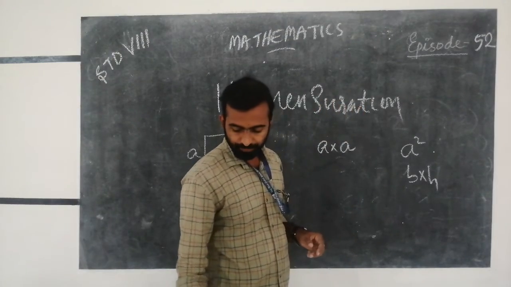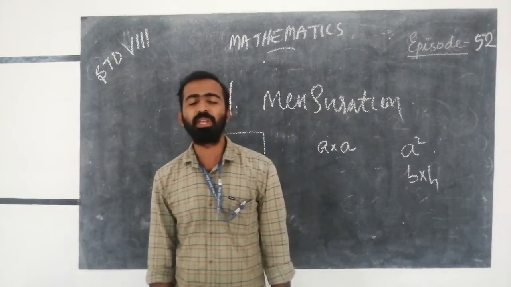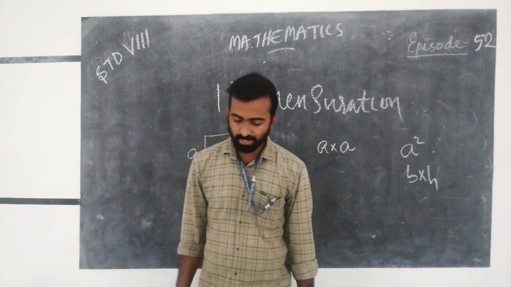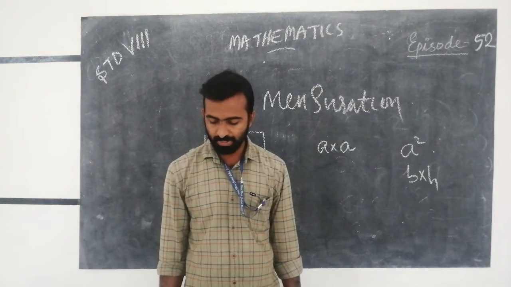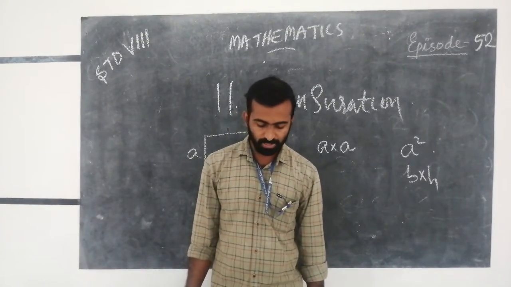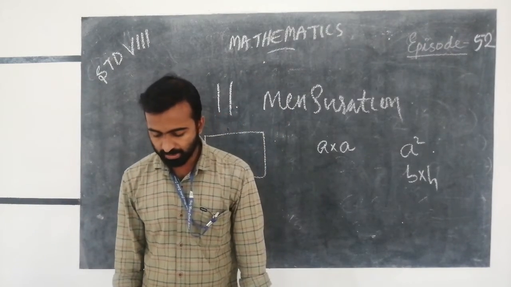And next is the triangle: half into B into H, half into base into height. And next is the parallelogram. Parallelogram's area is B into H, base into height, corresponding height. And next, circle area. Circle area is pi r square.